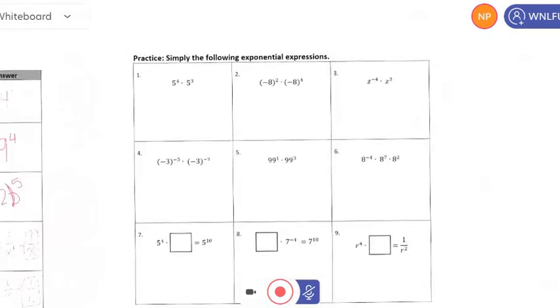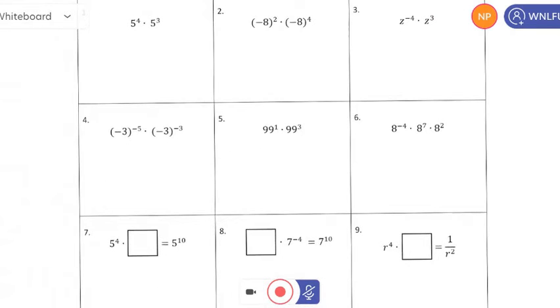So right now, I would like you to pause the video and complete problems 1 through 9. When you are done completing problems 1 through 9, I'd like you to unpause the video and then watch it to see if your answers are correct. And then if you are still struggling, make sure you come and see me. So go ahead at this time, pause the video, and complete problems 1 through 9.